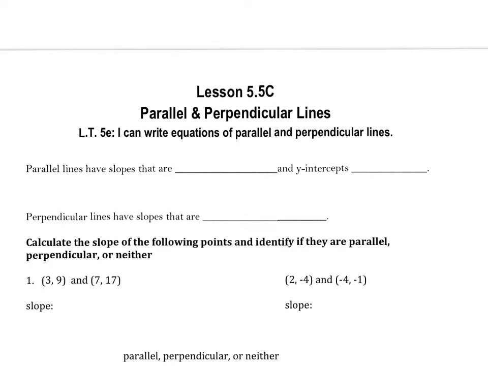Okay, 5.5C is our third day with parallel and perpendicular lines. So we're going to practice just identifying the slopes of parallel and perpendicular lines.